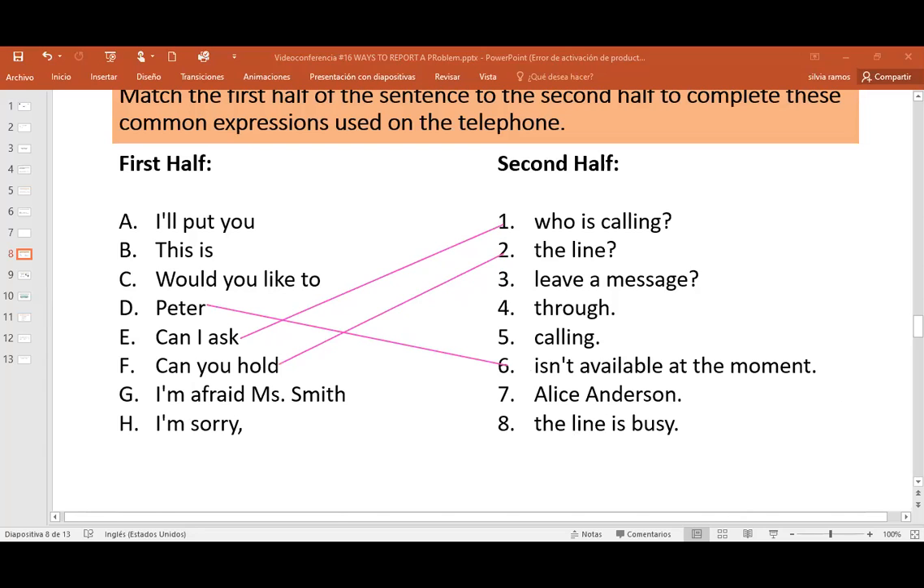Would you like to? I'm sorry, Alice Anderson. I'm afraid, Miss Smith, Alice Anderson. No. This is Alice Anderson. Very good. This is Alice Anderson.